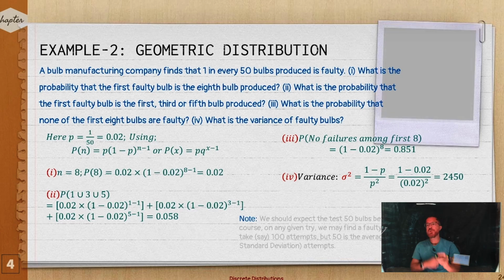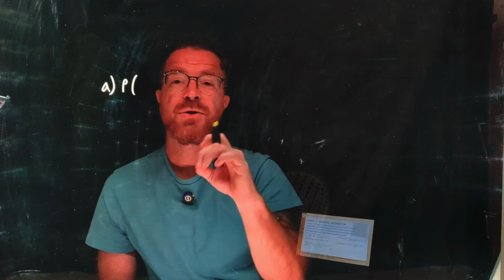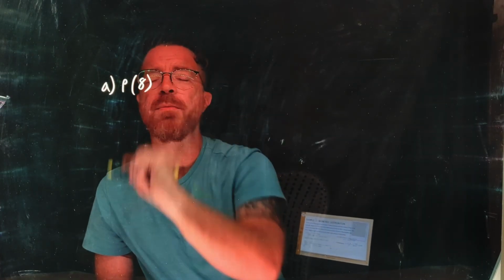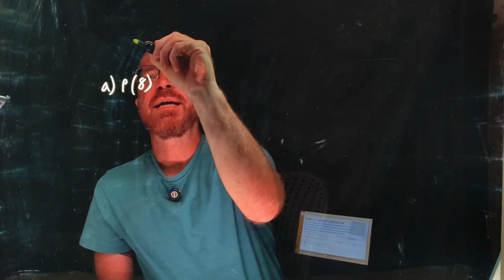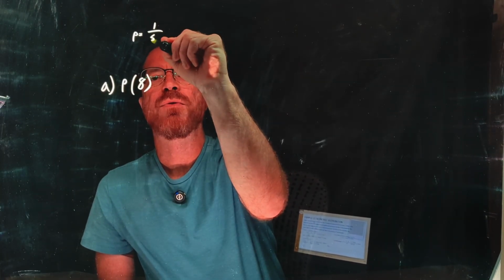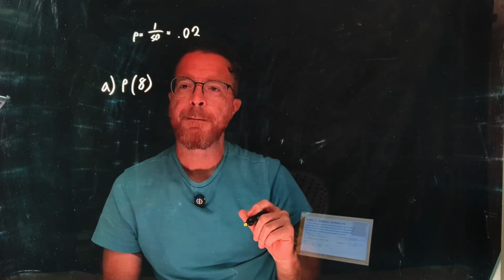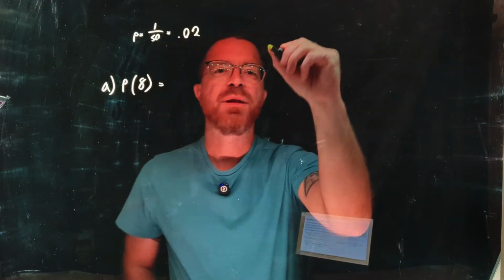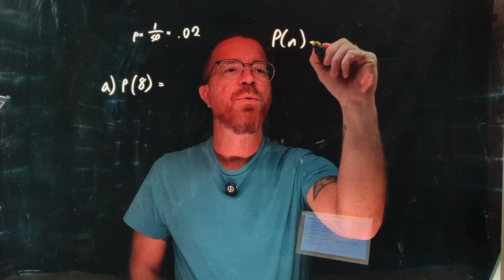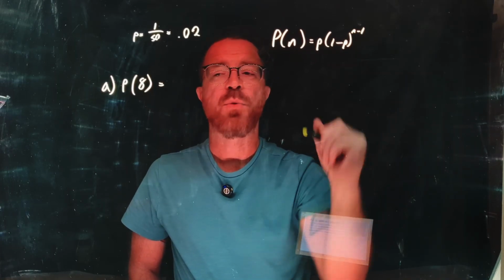So in this case, the first part of the problem is asking us what is the probability that our first faulty bulb, if we were to go through and check bulbs, would be on the 8th bulb that's produced. And in this case, we had a probability of finding a faulty bulb being 1 over 50, which is equal to 0.02. So then just plugging into our formula, the probability of finding a fault on our nth turn would be the probability of success times the probability of failure to the n minus 1.